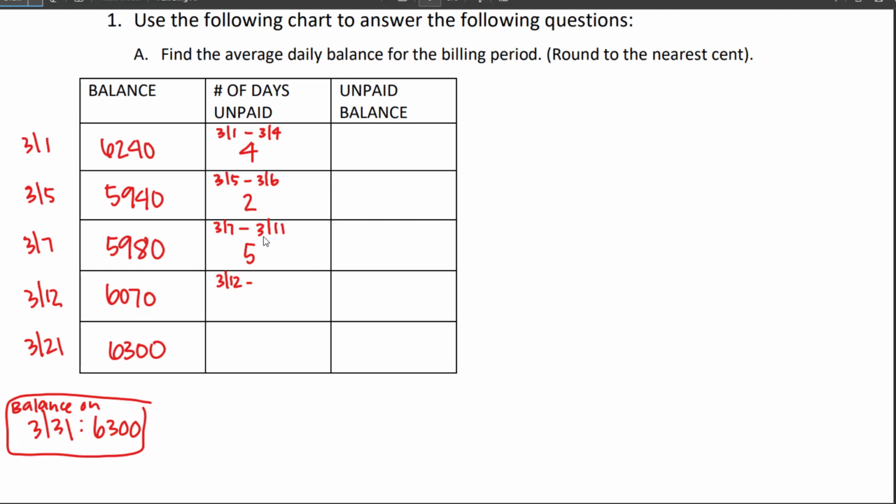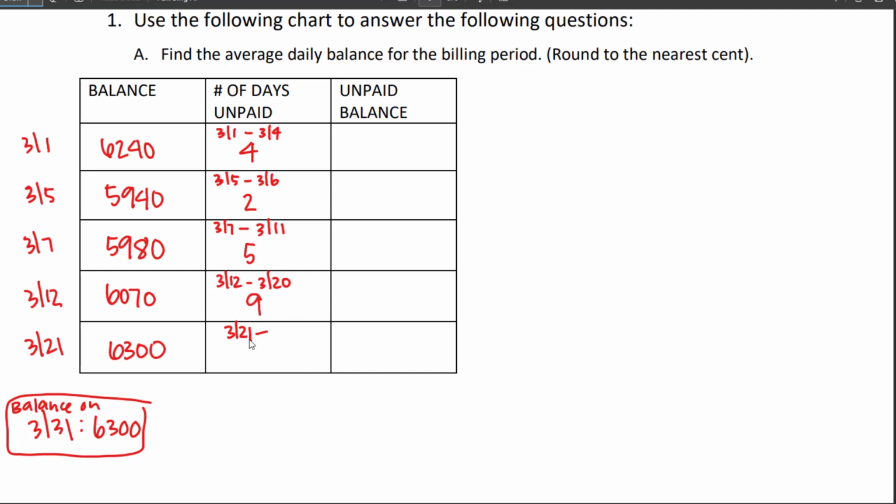Okay, next row is the 12th through the 20th. We can't include the 21st because that's on the next row. So the 12th to the 20th, count them with me. 12, 13, 14, 15, 16, 17, 18, 19, 20 is 9 days.